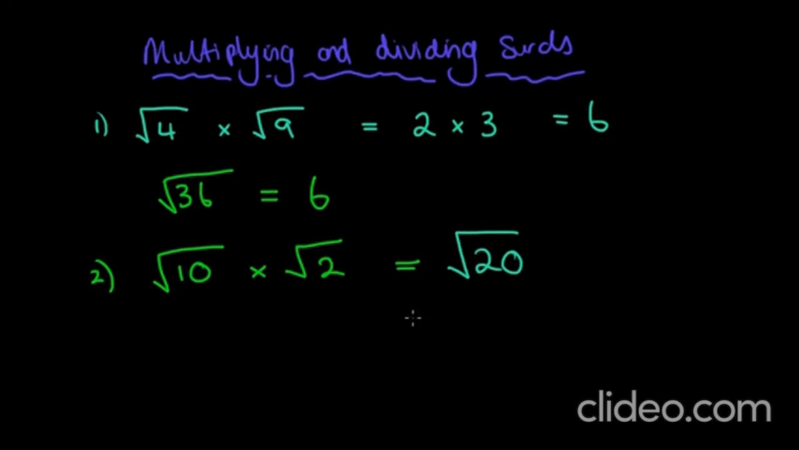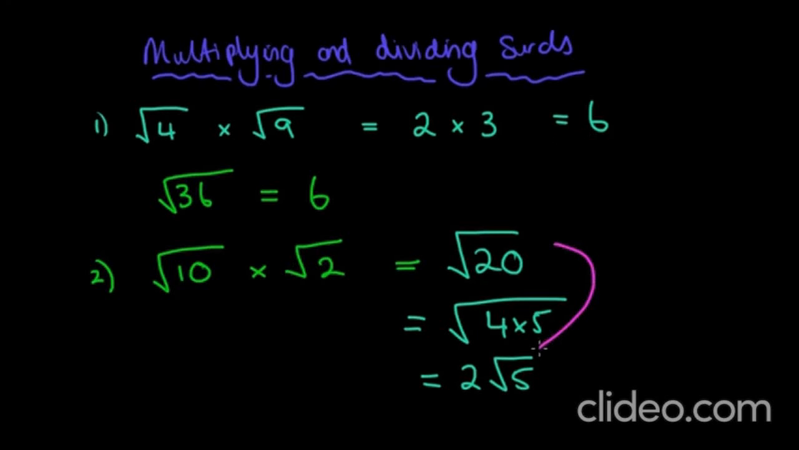So root over 20. We have to break this down into two factors. One of these factors has to be a whole number, a square number. So 4 times 5, and 4 is a square number. We can write root over 4 as 2 because 2 squared is 4. We can cancel out that square with the square root. So root over 20 gives 2 root over 5. This is how we simplify surds. You just have to break down the numbers which are inside the square root into simpler factors. Let's have a look into question number 3.